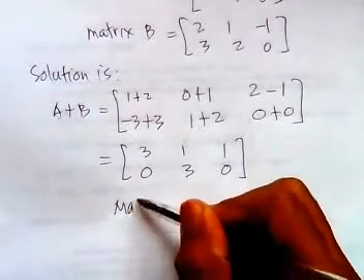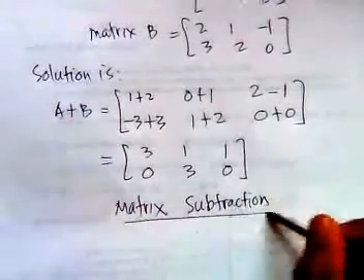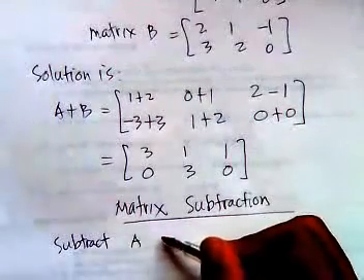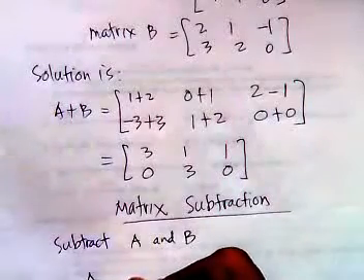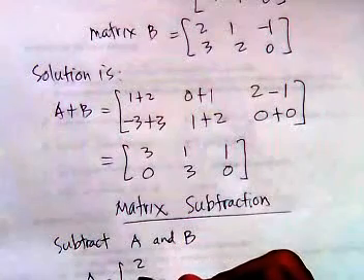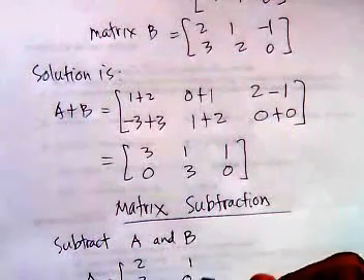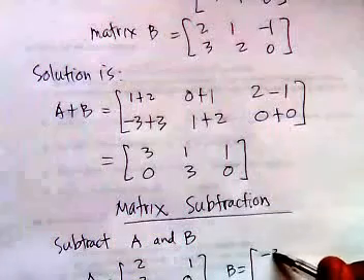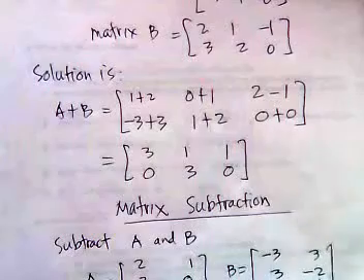So we go to matrix subtraction. Okay, subtract matrix A and B, where matrix A is equivalent to 2, 3 minus 2, 1, 0, 6, and B equivalent to minus 3, 3, 1, and 3 minus 2, 0.